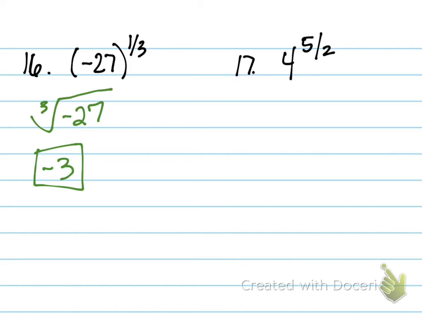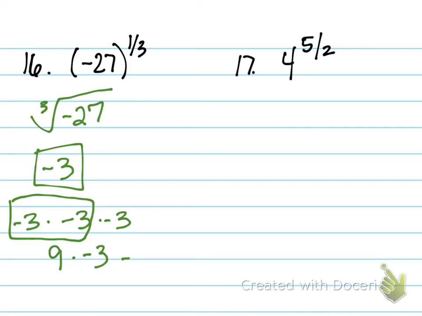I can check that. Like, how do I know that the final answer is negative? Well, negative 3 times negative 3 times negative 3. This would give me a positive 9 times a negative 3, which ends up being a final answer of a negative 27. So I can check my answer just by multiplying it back out, but my final answer would be negative 3.